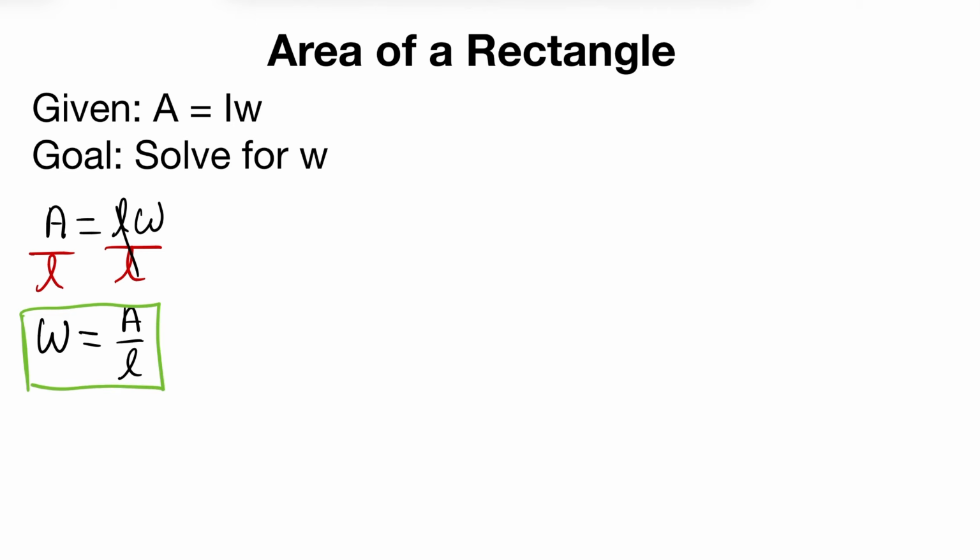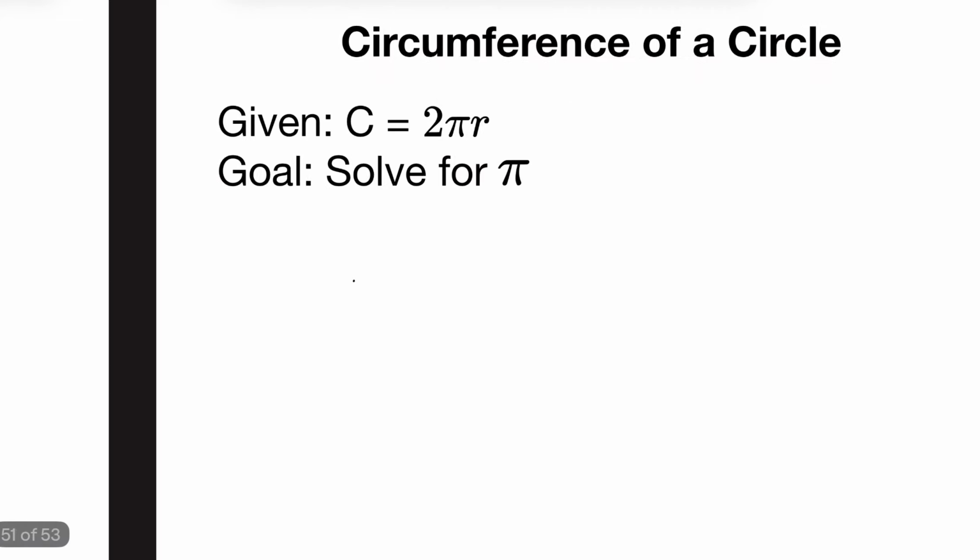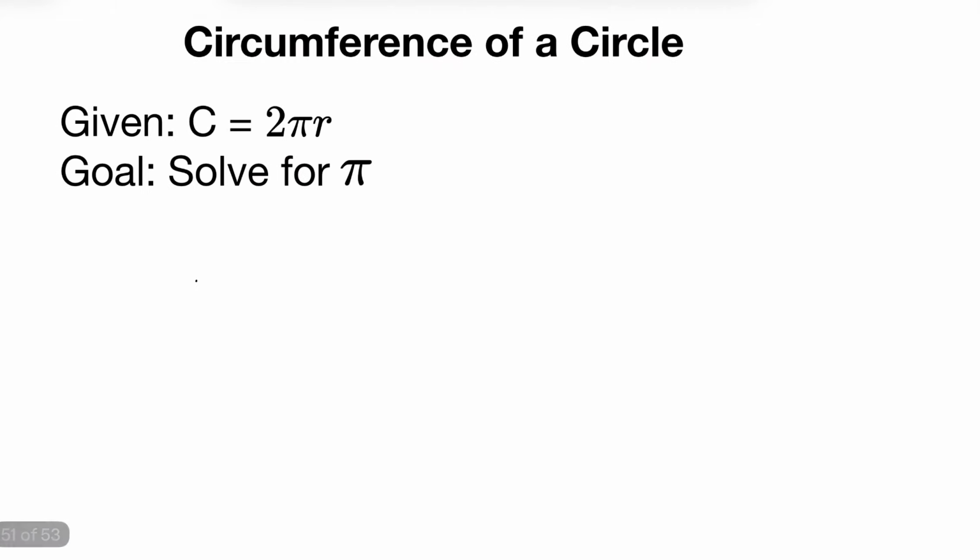Okay, so with that, we're going to move on to example 2. And so this is circumference of a circle. We're given C equals 2 times pi times r. So everything on the right, if you notice here, is multiplied. And so we can divide both sides by 2r. So let's go ahead and do that.